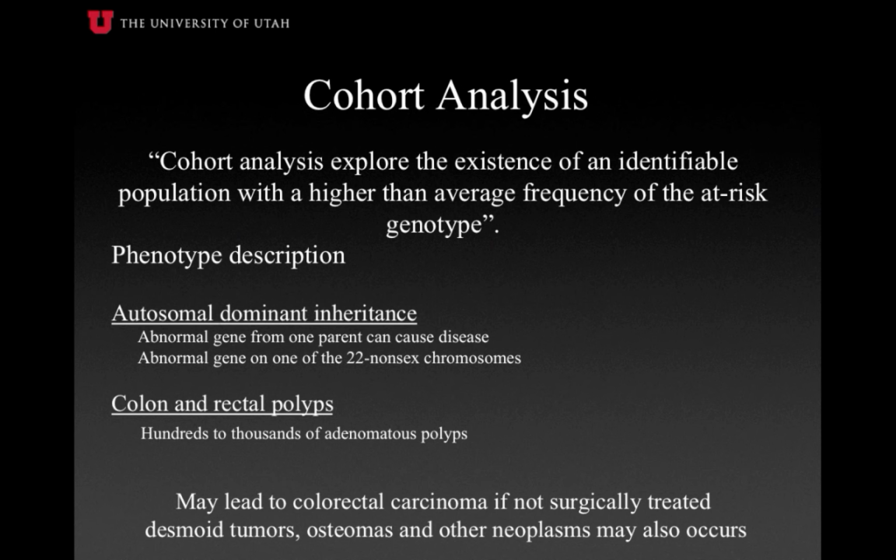That is, the abnormal gene is located on one of the 22 non-sex chromosomes, and the child can be affected if any of the parents have the gene. Individuals who have this gene usually develop hundreds to thousands of colon and rectal polyps. Some of the polyps may lead to cancer if not surgically treated.